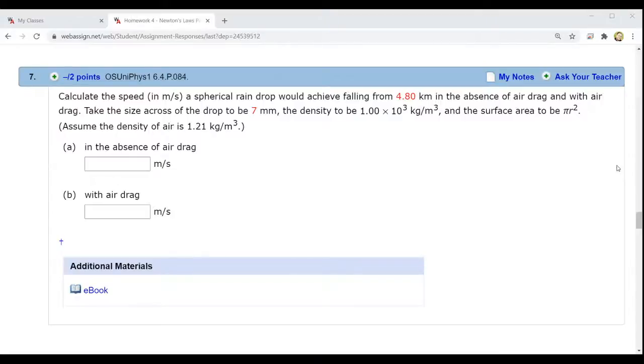It has a density of 1,000 kilograms per cubic meter. That's the density of pure water. And surface area is something you could look up, pi r squared. So that's the surface area, the cross section. If you have a sphere, what's its cross section? A circle, pi r squared. And assume the density of air is 1.21 kilograms per cubic meter.